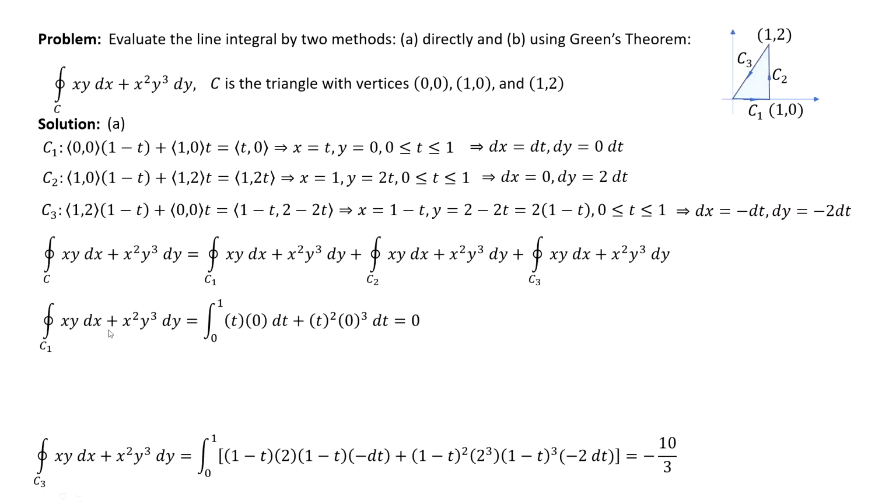Okay, so let's look at the first one, C1. xy dx plus x square y cubed dy. Because we are changing the variable to t, so obviously 0 to 1, because for C1, 0 to 1 is how t is changing. Okay, and what else? X is t and y is 0. So would you agree? X times y would be t times 0, and dx is just dt, plus x square is t square, y cube is 0 cube, dy, maybe I should have said 0. I should have been more clear.